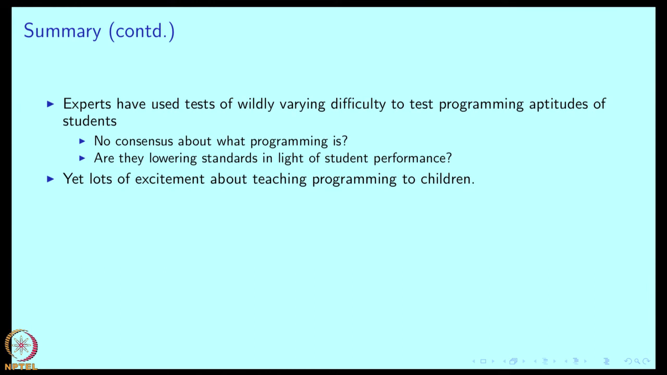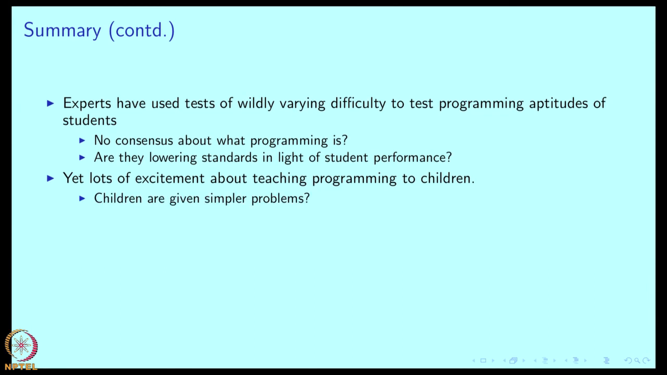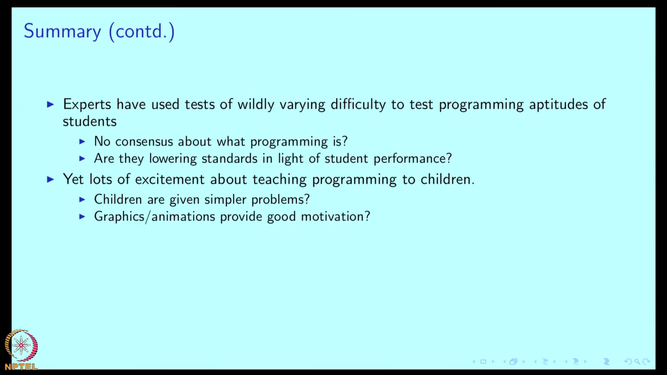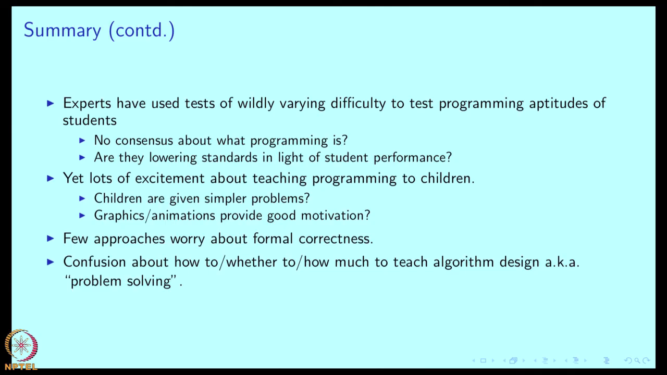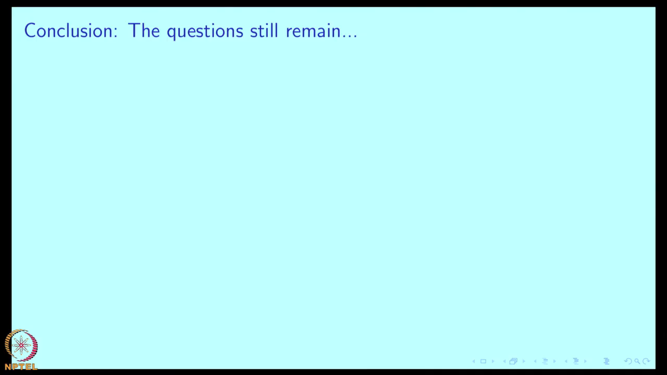But there is lots of excitement about teaching programming to children. So perhaps this is because children are given simpler problems, and perhaps graphics and animation provide good motivation. But maybe we should be thinking from this experience as to what we can do when we teach college students. We have seen that few approaches worry about formal correctness, but we think that they are important. And there is confusion about how to or whether to or how much to teach algorithm design, also problem solving. We are relying on some kind of street smartness, but we really should be quantifying or specifying that a little bit more clearly.